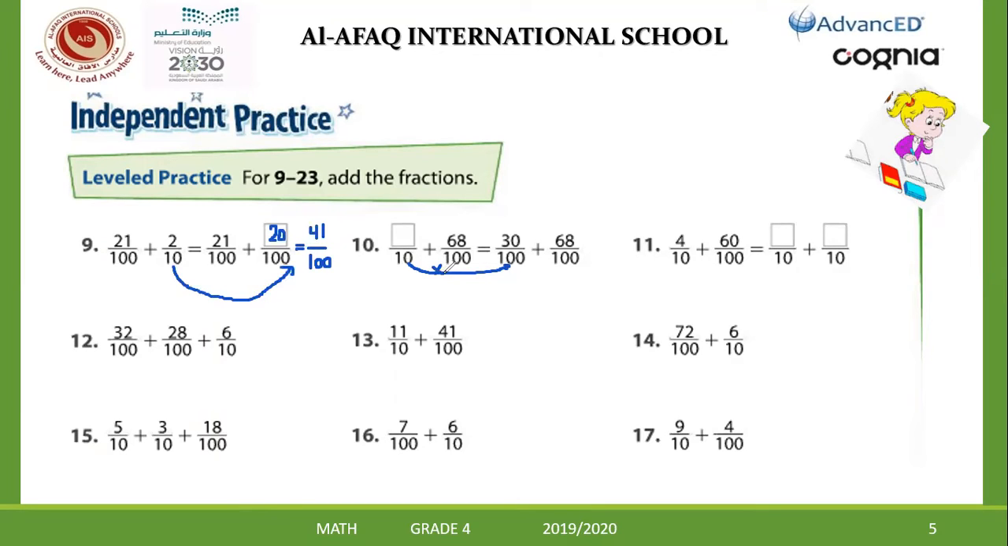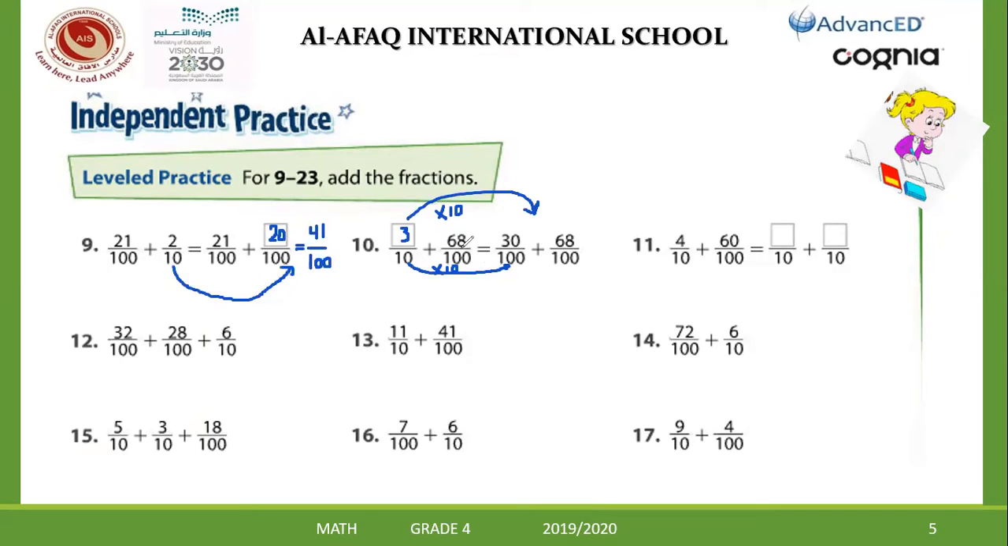And what should you do with its numerator? Also multiply it by 10. But here the answer is 30. So which number multiplied by 10 will be 30? 3 multiplied by 10 will be 30. So in the beginning, we had a fraction with denominator of 10 and changed it by multiplying up and down by the same number to get a fraction with denominator of 100.